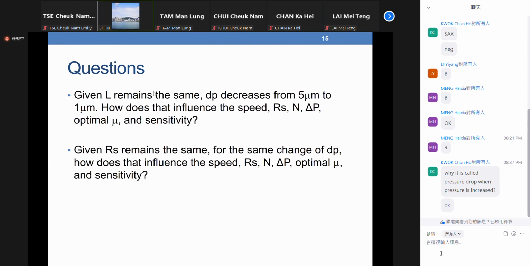Did you get an answer? For the first question, if L remains the same, how about the speed? How about resolution? How about everything? L remains the same when dP is decreased by 5 times.